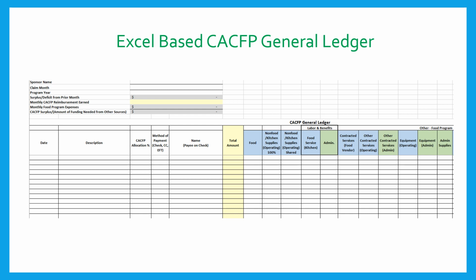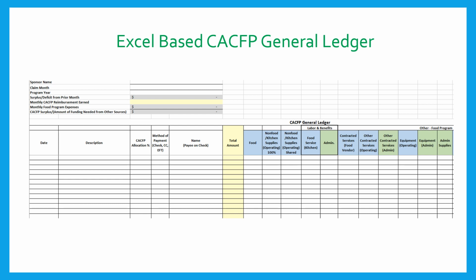The CACFP General Ledger covers the months in a fiscal year, October to September, so that's the federal fiscal year. And it also includes a summary tab that summarizes the activity by month. Some overall notes on the use of this template: you enter entries at the transaction level, not the aggregate level.